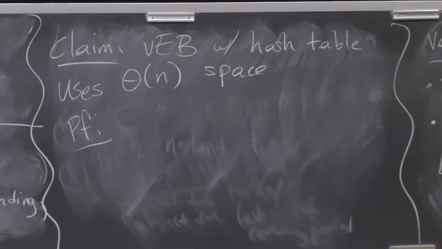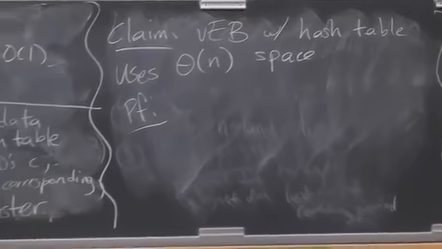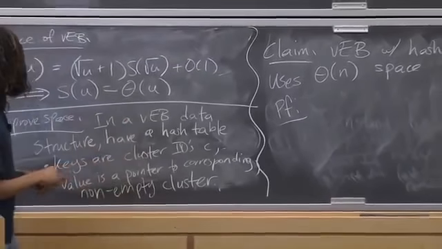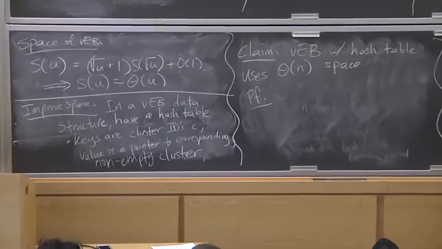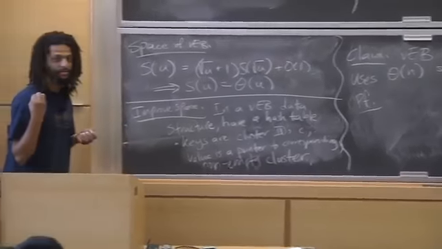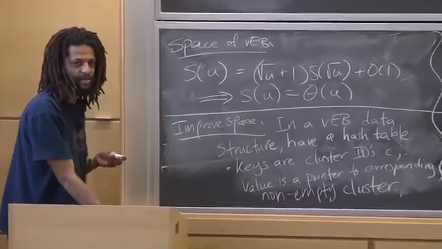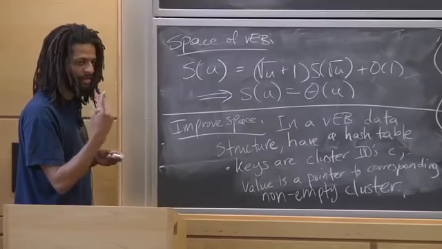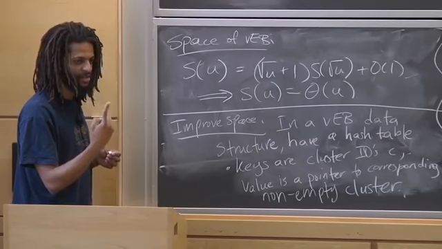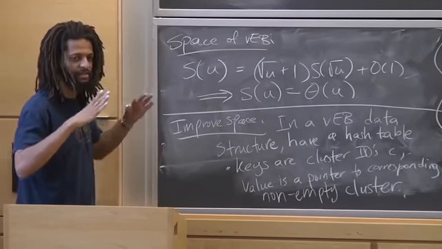Yeah, each tree has a minimum element, right? So we can charge this pointer and value. This is like two words, right? We can charge the cost of these two words of storing this cluster ID and pointer to the minimum element that's contained in that cluster. Okay. And now each element is stored as a minimum somewhere. Maybe at a leaf cluster in this recursion, but it's stored as a minimum somewhere. And each minimum element is charged exactly once in this way. Right? It's charged in the parent VEB tree that contains it.